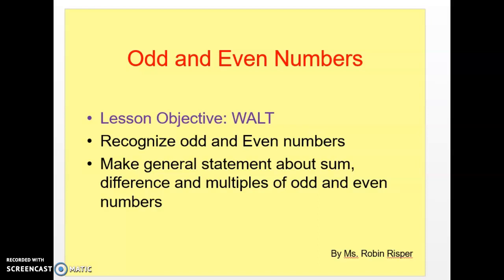Hello everyone, today is another maths lesson and today we are going to talk about odd and even numbers. Our lesson objectives, we are learning to: 1. Recognize odd and even numbers. 2. Make general statements about sum, difference and multiples of odd and even numbers.